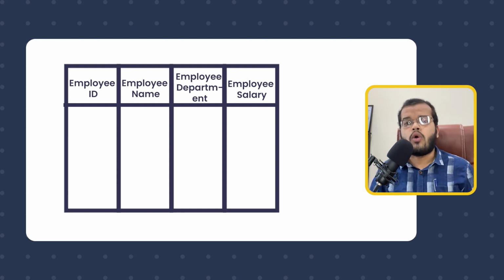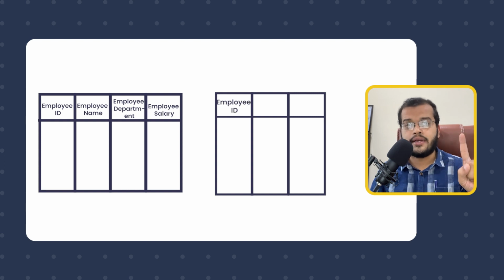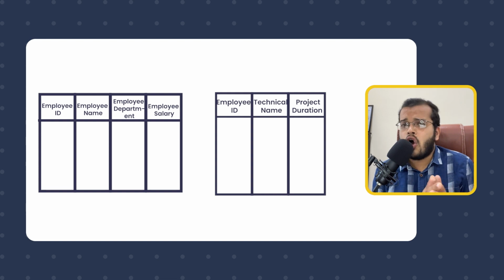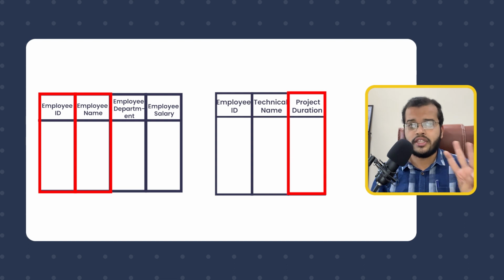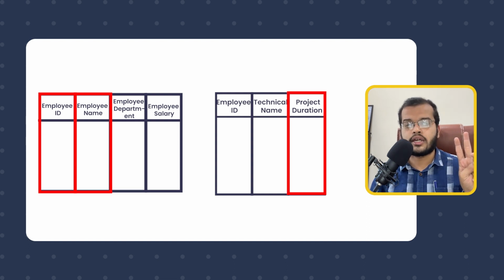Now what are the columns I have in my employee table? I have employee ID, employee name, employee department and employee salary. In my technical table, I have employee ID, the technical project name and the duration of the project. Now I don't want all this information in my output. I just want to see which employee is handling which project. Say I want to see employee ID, employee name and the technical project, only these 3 columns. The technical project is from my second table and these 2 columns are from my first table.